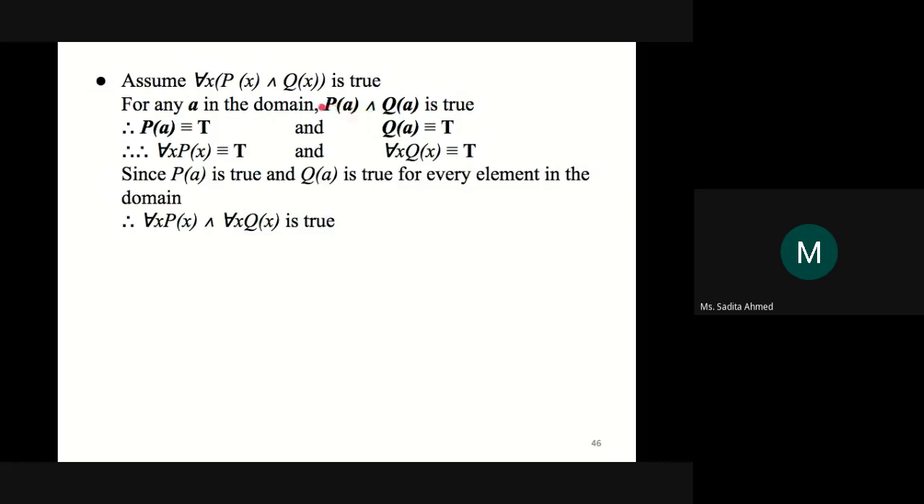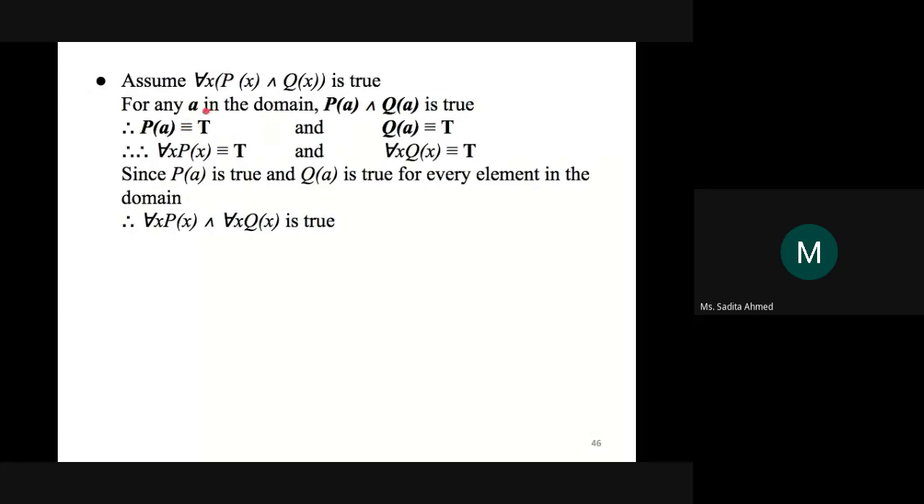Now, P(a) and Q(a), if this is true, what can you say about the truth value of P(a)? Can P(a) be false? No, miss, it has to be true. Why? Because it's an AND operation, P(a) has to be true. Same goes for Q(a), Q(a) has to be true. Because this statement is true and there's an AND operation here, P(a) and Q(a) each individually have to be true.